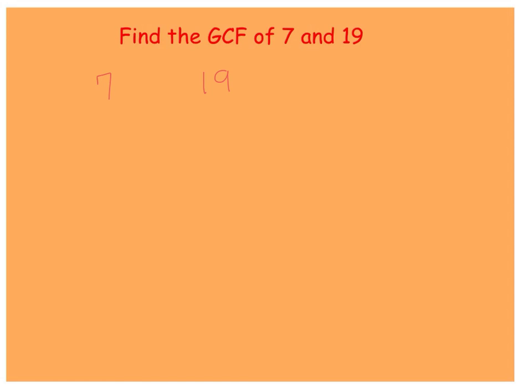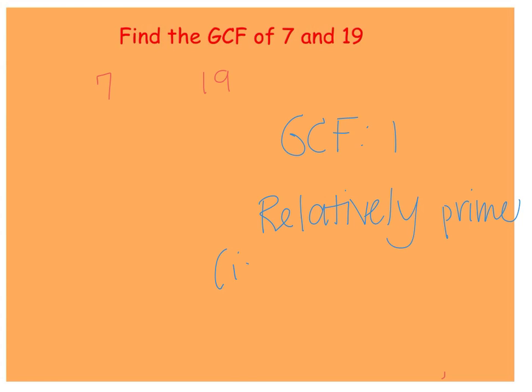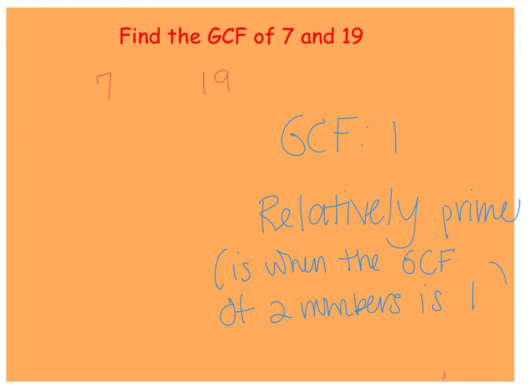So in a case like this, when you go to factor two numbers, and the only thing they have in common is 1, okay, the only thing that goes into 7 that also goes into 19 is 1. If the greatest common factor of two numbers is 1, then we call those two numbers relatively prime, okay? Relatively prime means the greatest common factor of two numbers is 1.